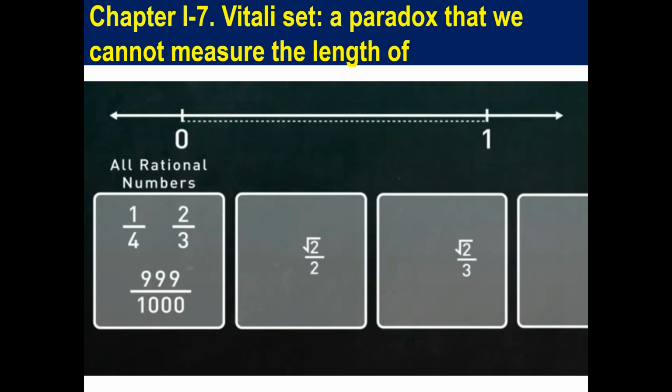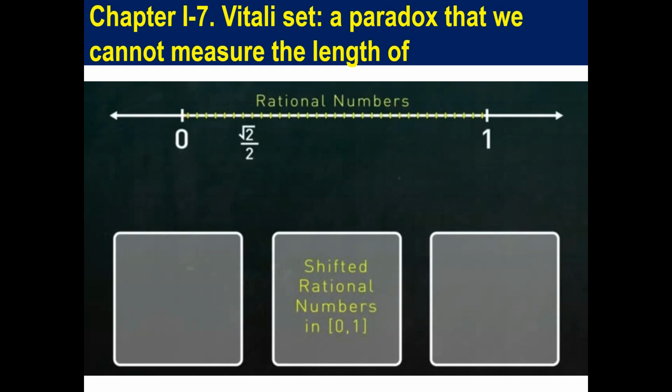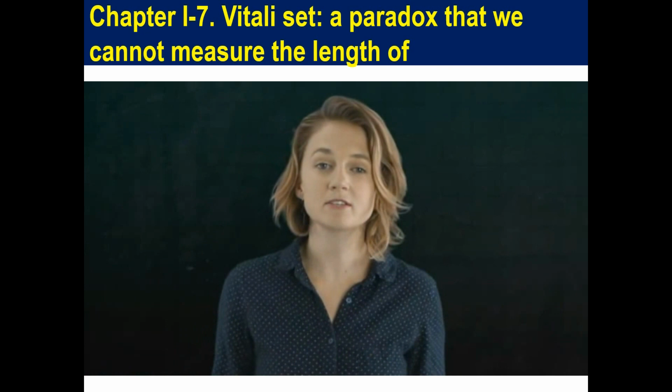One way to visualize the bins is as shifted copies of the rational numbers. All the rationals are in the first bin, but if we shift them over a little bit, until one of the points hits the square root of 2 over 2, then they become the contents of that bin. If we shift them again until one of the points hits the square root of 2 over 3, then they become the contents of that bin. I want to be clear that this is a metaphor, a helpful visualization.